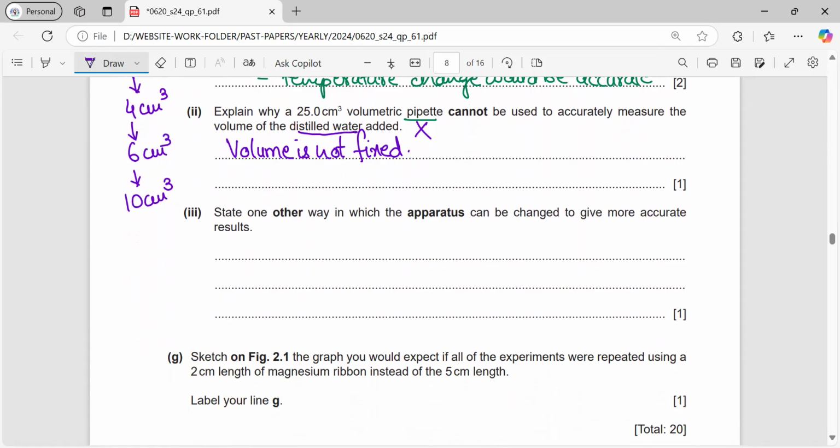State one other way in which the apparatus can be changed to give more accurate results. We can use a burette instead of a measuring cylinder to add distilled water.